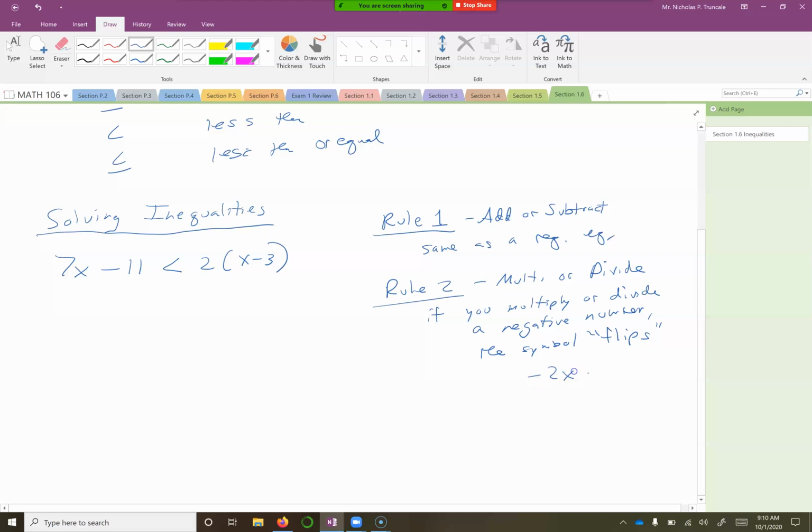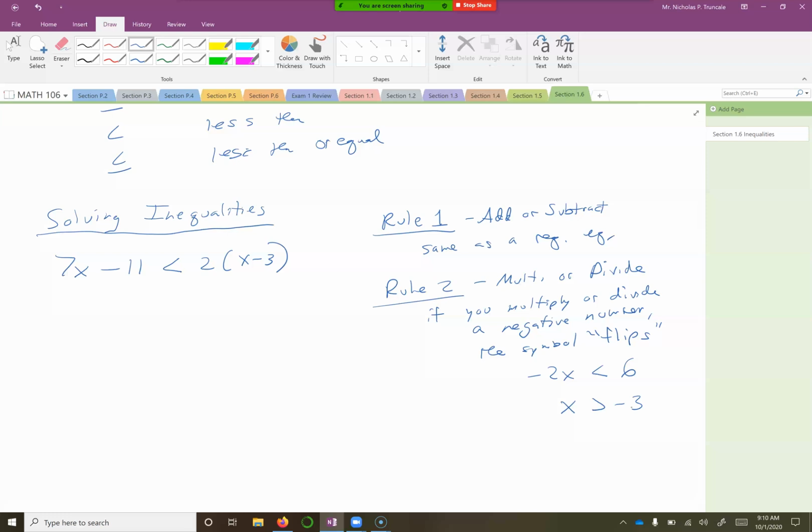If you have negative 2x, let's say, less than 6. Again, the goal of the inequality is to isolate x and then give the solution to the inequality. So here, I have to divide by negative 2. This is where rule 2 applies. When I do that division, this less than becomes a greater than. That's what I mean by flip. It just changes the inequality to its opposite. So the answer would be x is greater than negative 3. So multiplying or dividing by negative numbers, and you'll be dividing for the most part, flips that sign.